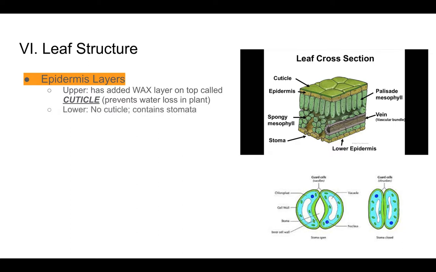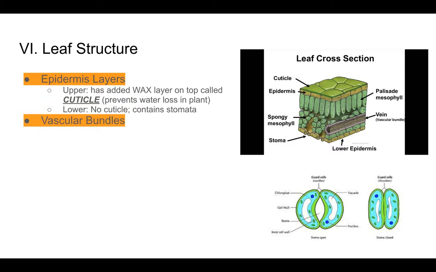The lower epidermis doesn't have a cuticle, but it does have these little tiny holes. And on your diagram, they look kind of like macaroni noodles. Blown up, they look like this. You're just seeing one of these cut in half because it's a cross section of a leaf. Those are called stomata, and we're going to talk about stomata in just a second.